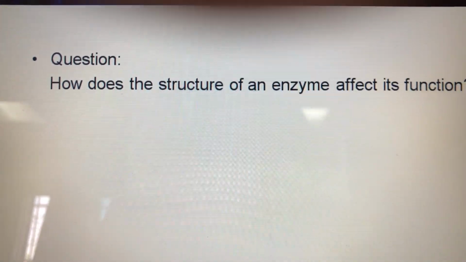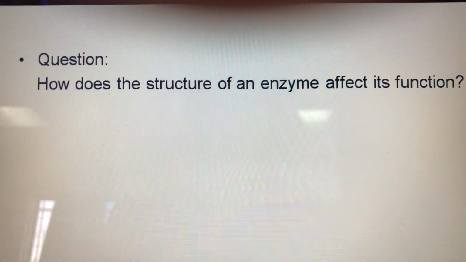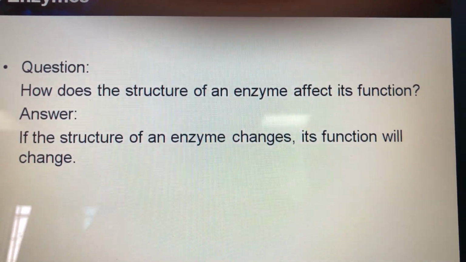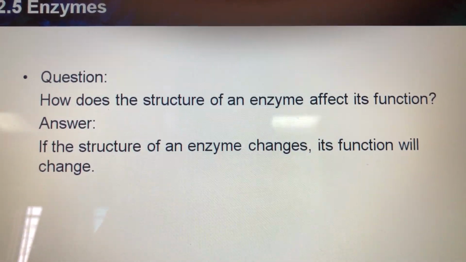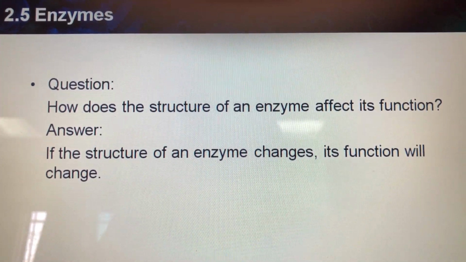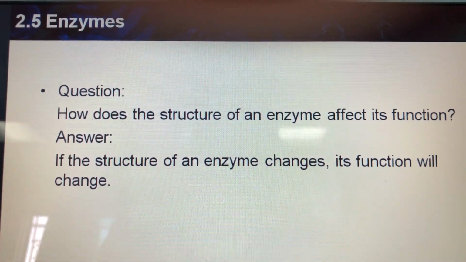Now, this question: how does the structure of an enzyme affect its function? And the answer is, if the structure of an enzyme changes, its function will change. And what will cause the enzyme to change its structure? Any change in the conditions, like a change in the temperature or the pH.